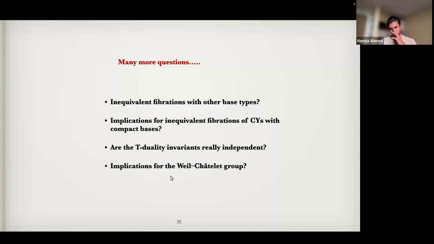And then finally, this is more speculative. What are the implications for the Weil-Chatelet group of these genus-one fibered Calabi-Yaus? I didn't define this earlier, mostly because it's hard to define. But there's a group, and an action, that you can associate to these genus-one Calabi-Yaus that share the same J function and the same base. We would like to see if the field theory can tell us something about this group itself. There are many more questions, but that's what I would like to highlight here.